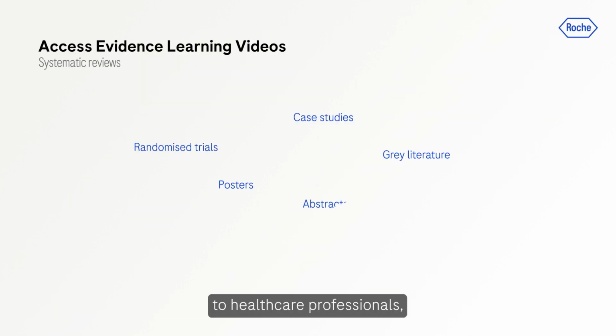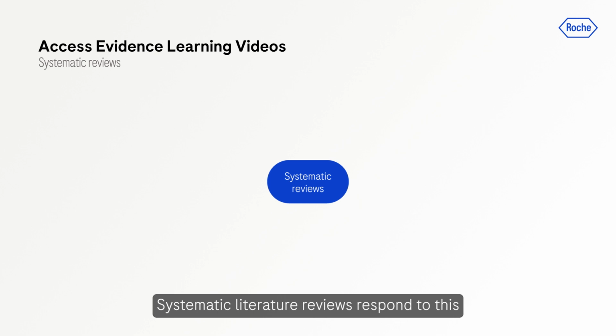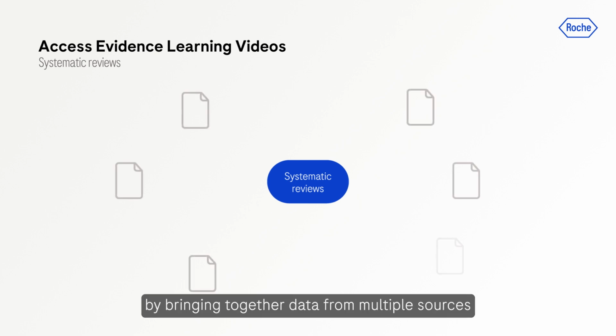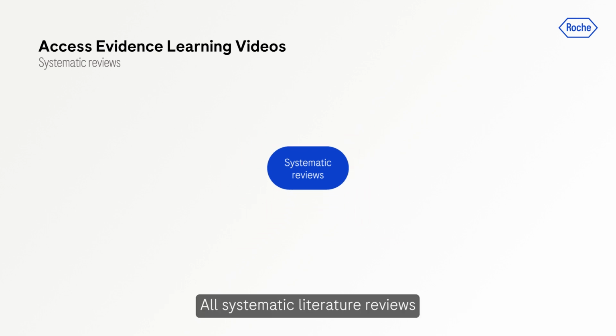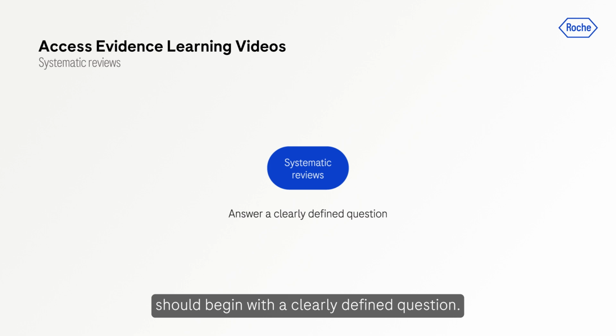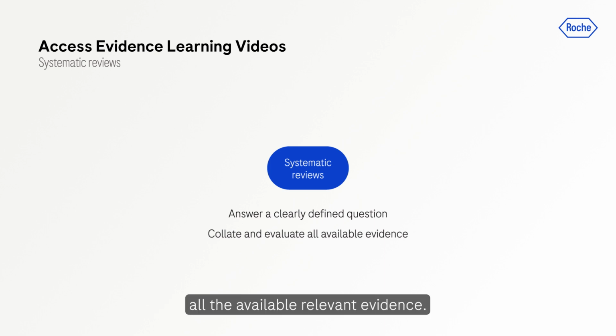A wide range of research information is available to healthcare professionals, and it can be a challenge to keep up to date with all available data. Systematic literature reviews respond to this by bringing together data from multiple sources and presenting it in a clear and accessible format. All systematic literature reviews should begin with a clearly defined question. The aim is to answer this question by identifying, appraising, and summarizing all the available relevant evidence.